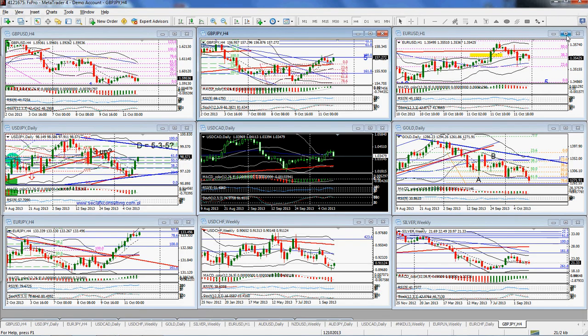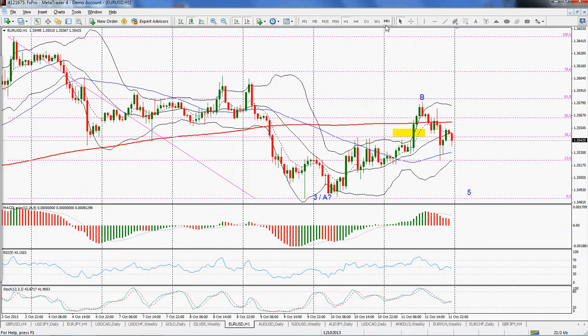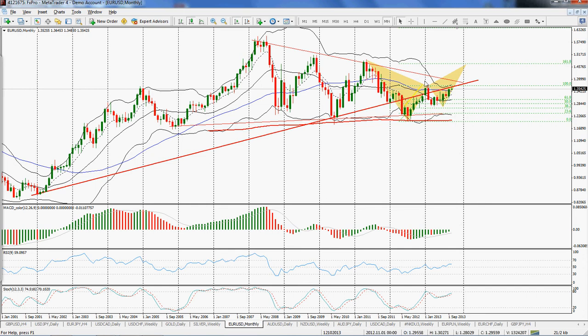We start with the Euro US dollar monthly chart. This is a previous support line. It was broken. The market retested this line a few times already, and we may have some retesting again here in this area. So this is what the current candle is doing. And we may have a butterfly pattern in the future here as well.